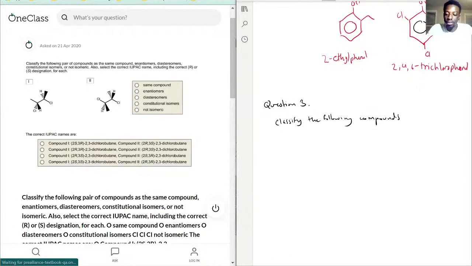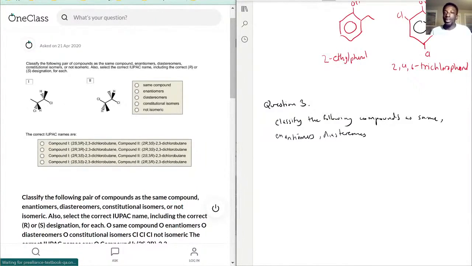Compounds as same, enantiomers, or diastereomers, okay? So just to make sure, enantiomers, I want to make sure I'm explaining this right because it can get quite complicated. So same, let's just start there actually.